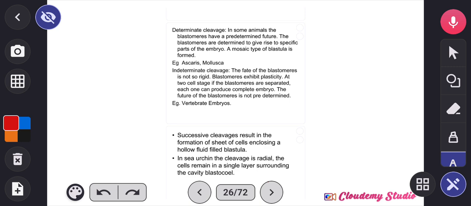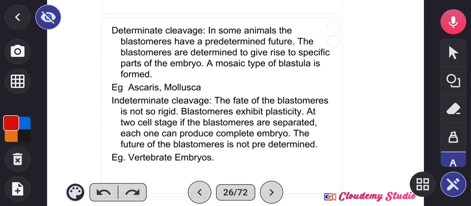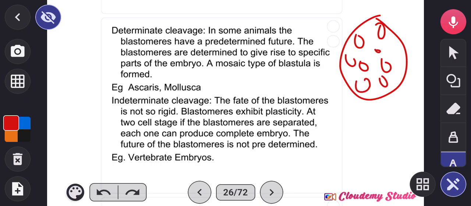Now we have determinate cleavage. I think I mentioned that we were going to talk about that before. Determinate cleavage happens when the developmental fate of each embryonic cell has been established very early. If you have cells like these, the fate of each cell is known initially. That is what we refer to as determinate cleavage. And if it is an indeterminate cleavage, it means the embryonic cell's fate is not known. Do you understand?